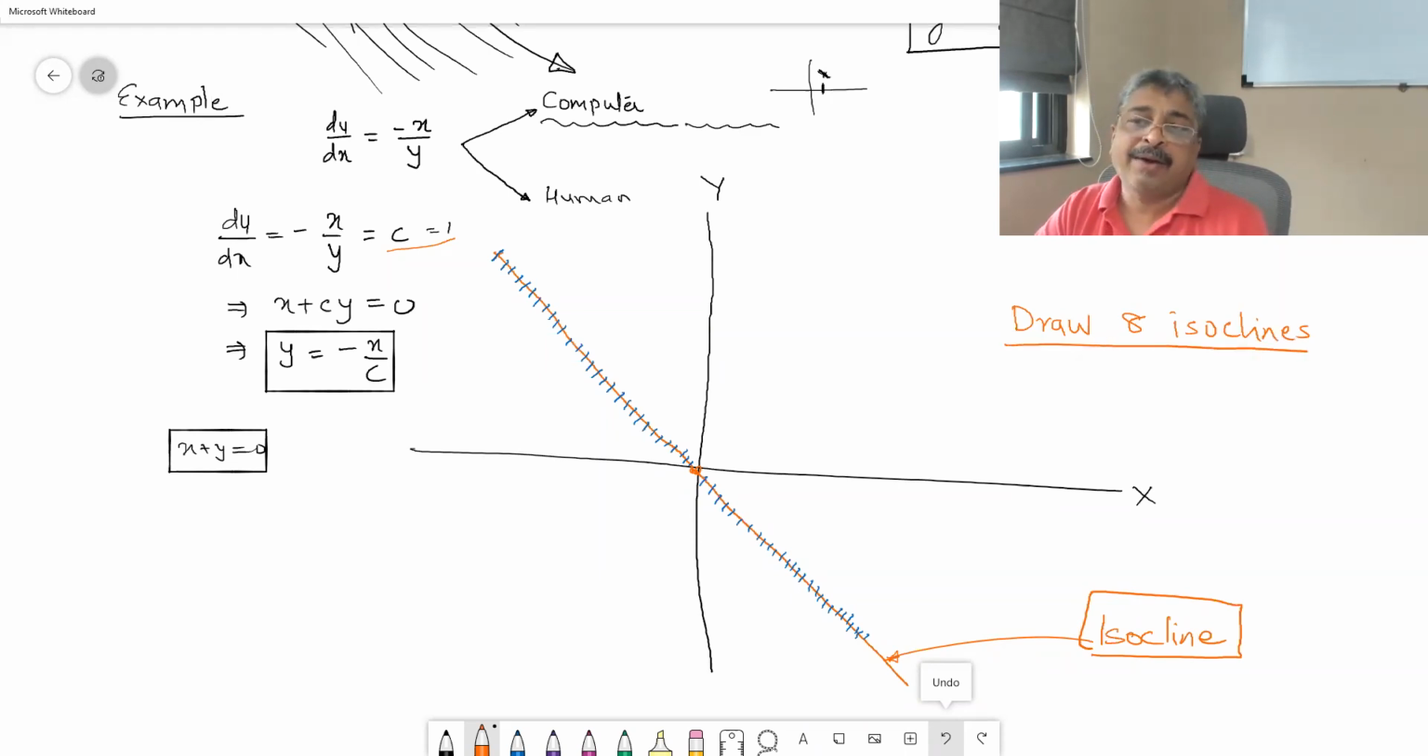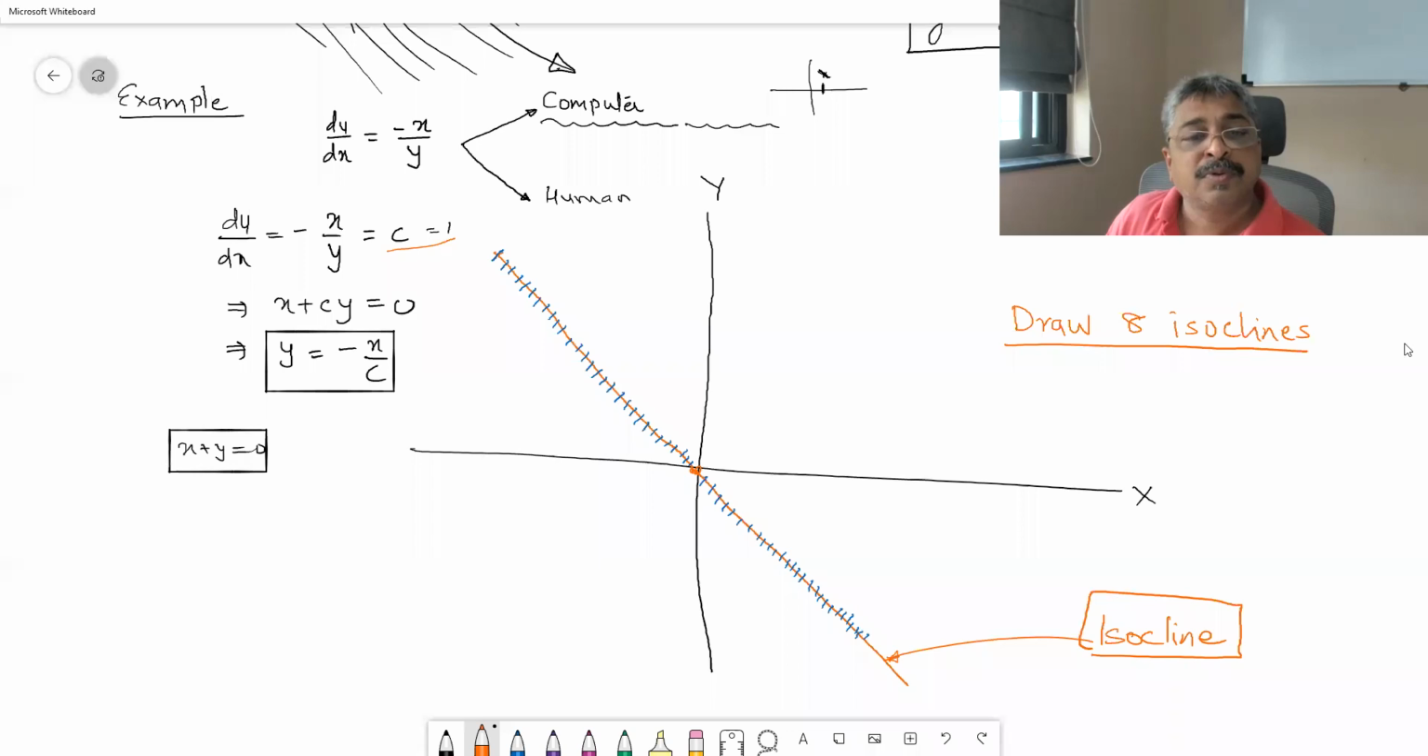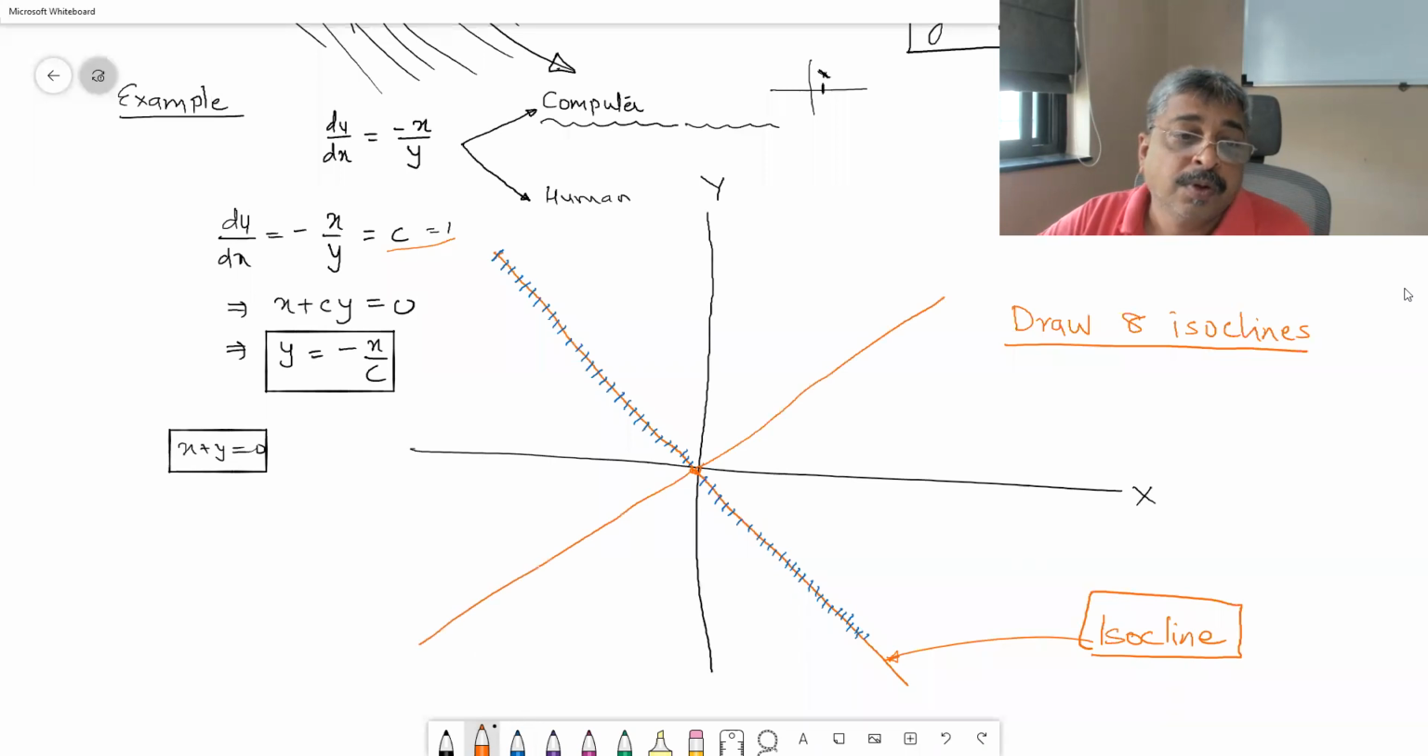Decorate them the way I have decorated the first isocline, and let us see how our direction field looks. If we take the value of c as -1 now, then y = x is going to be our isocline. The slope of the isocline and the segments will look like this.